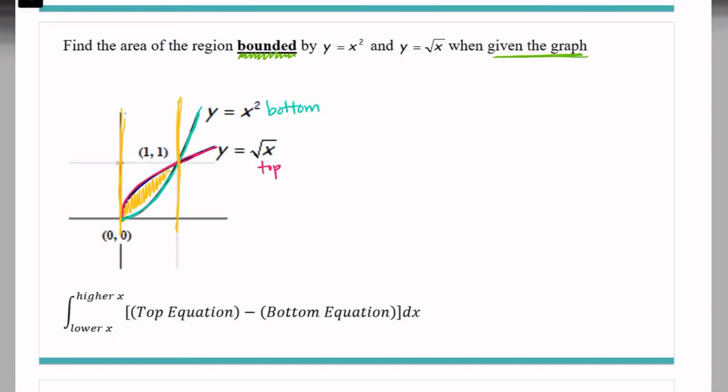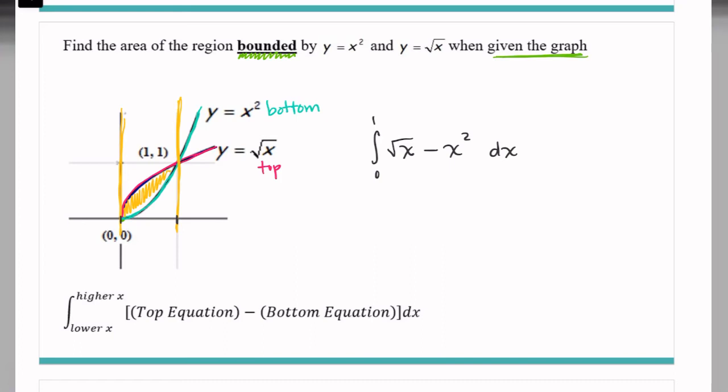So what x values am I going through? I'm going from 0 all the way to 1. So the integral from 0 to 1 of the top equation, which is the square root of x, minus the bottom equation, which is x squared. Okay. If we had more complex equations here, we would want to make sure that we have parentheses when we subtract, but since we have simple equations here, I skipped out on the parentheses.